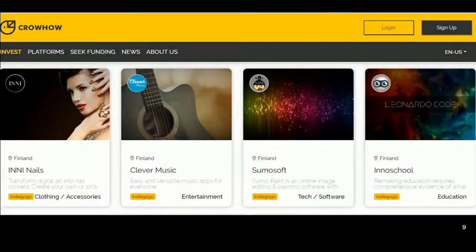This is how the website looks right now. This is a test version, so that the different crowdfunding campaigns from different countries will be located in the same place.